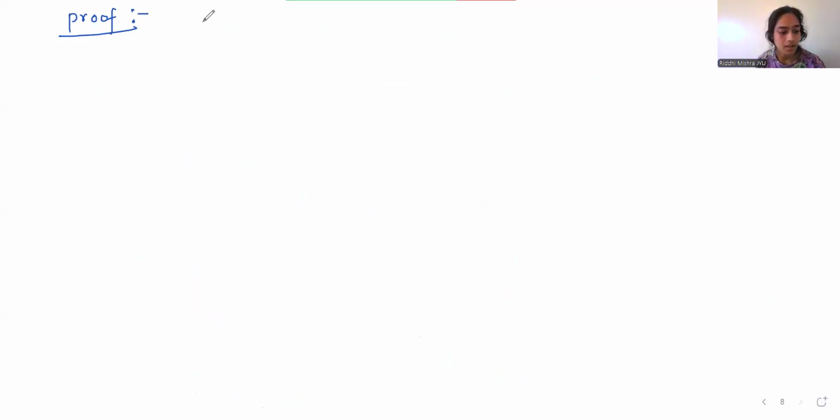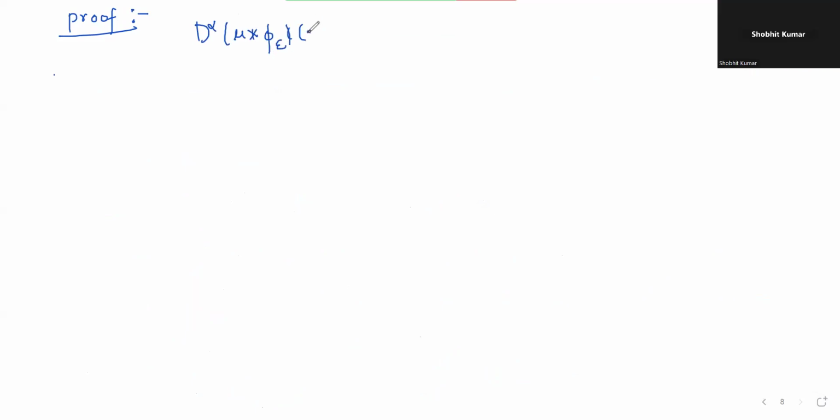So fix a point x. What is the goal? Let's write the goal first. The goal is we have to calculate this u convolve phi epsilon at x.